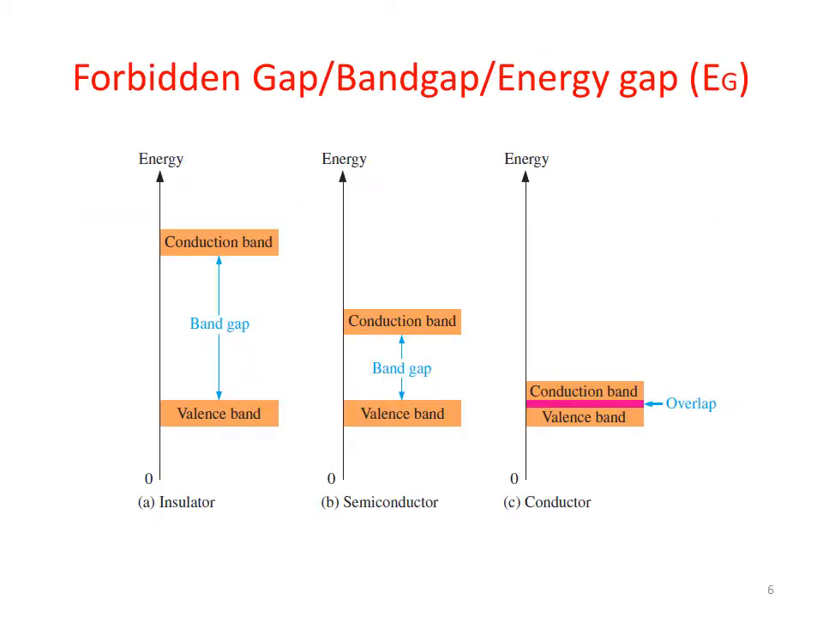Before we move any further, let us see the forbidden gap, or the band gap, or the energy gap of the three different materials that we have just studied. First of all, the forbidden gap or the energy gap is represented with the symbol EG. Here it is written. Then this is showing the results for the insulator. This is for the semiconductor and this is for the conductor. On the y-axis we have energy.